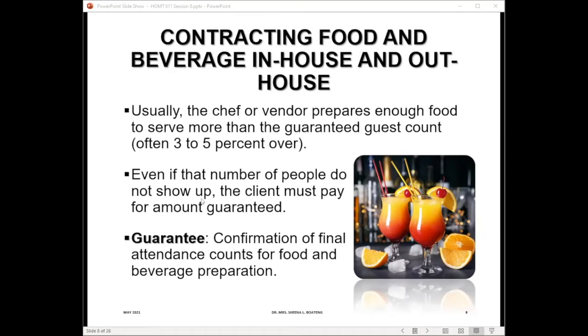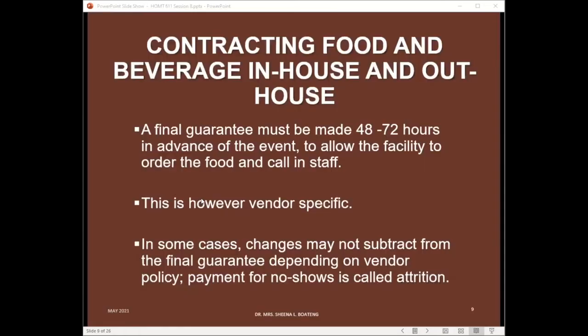So these are a few of the issues we need to look into when it comes to contracting food and beverage in-house. Now, if it was being done out-house, it would have been a totally different story where you are not dealing with the same venue, but you are dealing with an independent vendor who specializes in either providing these food or providing these beverages.